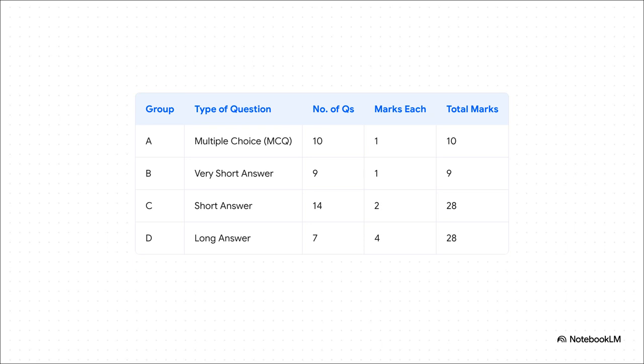You've got Group A, your standard multiple choice questions, 10 of them, 10 marks, simple enough. Then Group B, 9 super short answers, again, 1 mark each. But pay attention here. The real action is in Groups C and D. Look at those numbers. They're the heavyweights, both worth a whopping 28 marks. This is where your final grade is really made or broken.